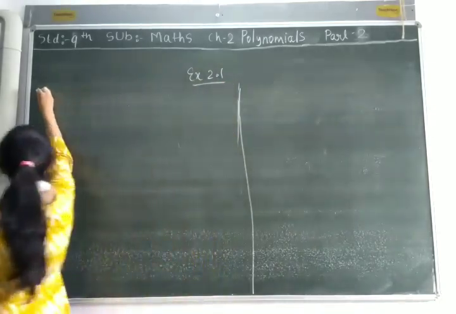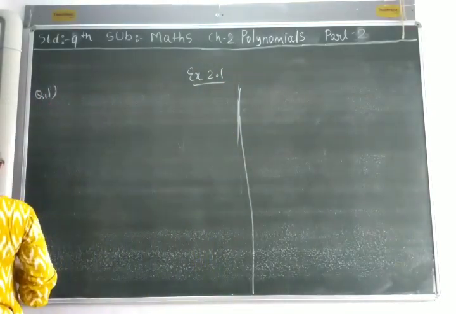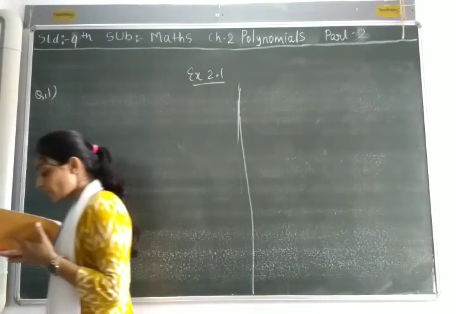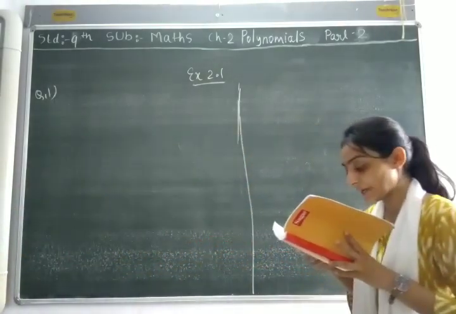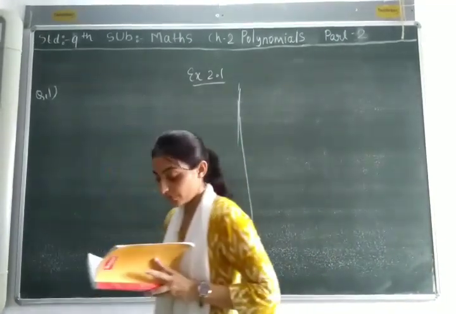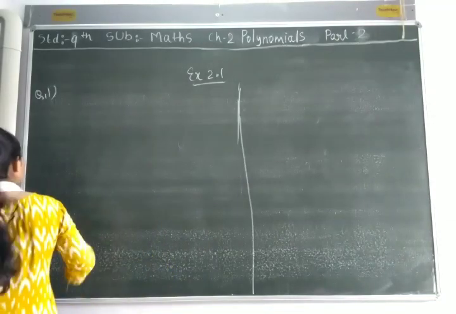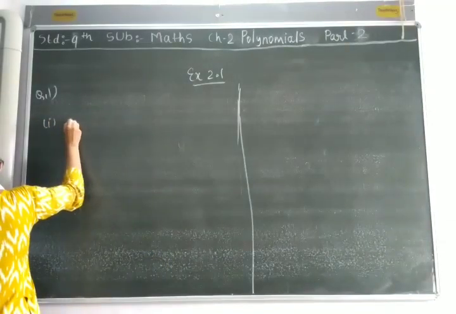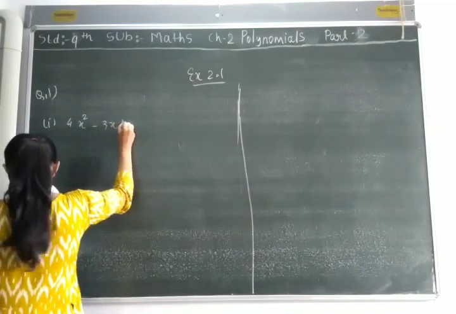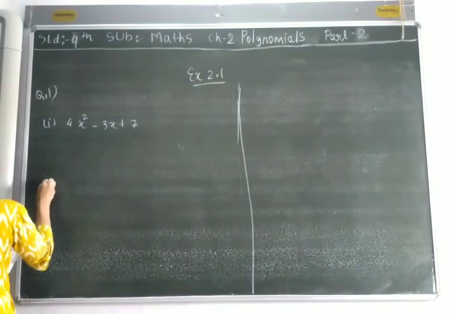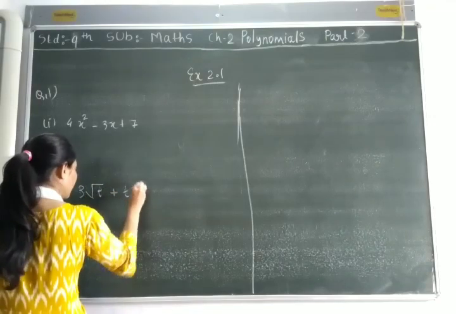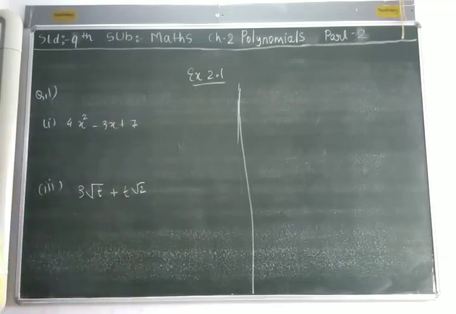Exercise 2.1, question number 1. The question number 1 says, which of the following expressions are polynomials in one variable and which are not? Okay, and state the reason why it's not a polynomial. Okay, so take one example. First one, say 4x square minus 3x plus 7, and I am taking the root 3 root 2.